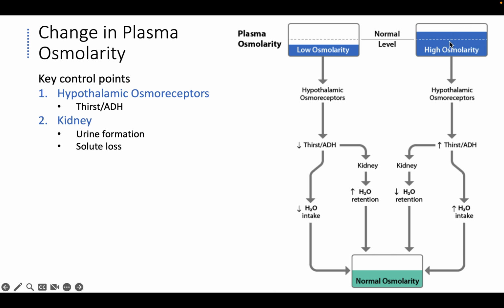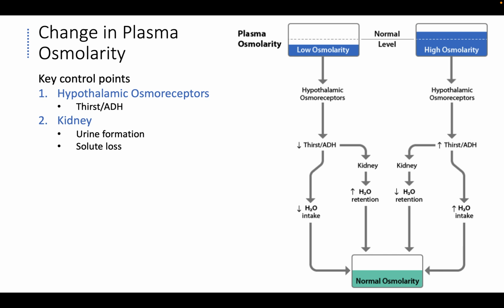So that means there's lots of solutes in the blood, meaning it's very concentrated, right? So there's more solutes relative to the amount of water. And so in this case, there are osmoreceptors that are going to stimulate a nucleus in the hypothalamus called the supraoptic nucleus, which is going to then begin to secrete antidiuretic hormone, or ADH, right? We've talked about ADH before.